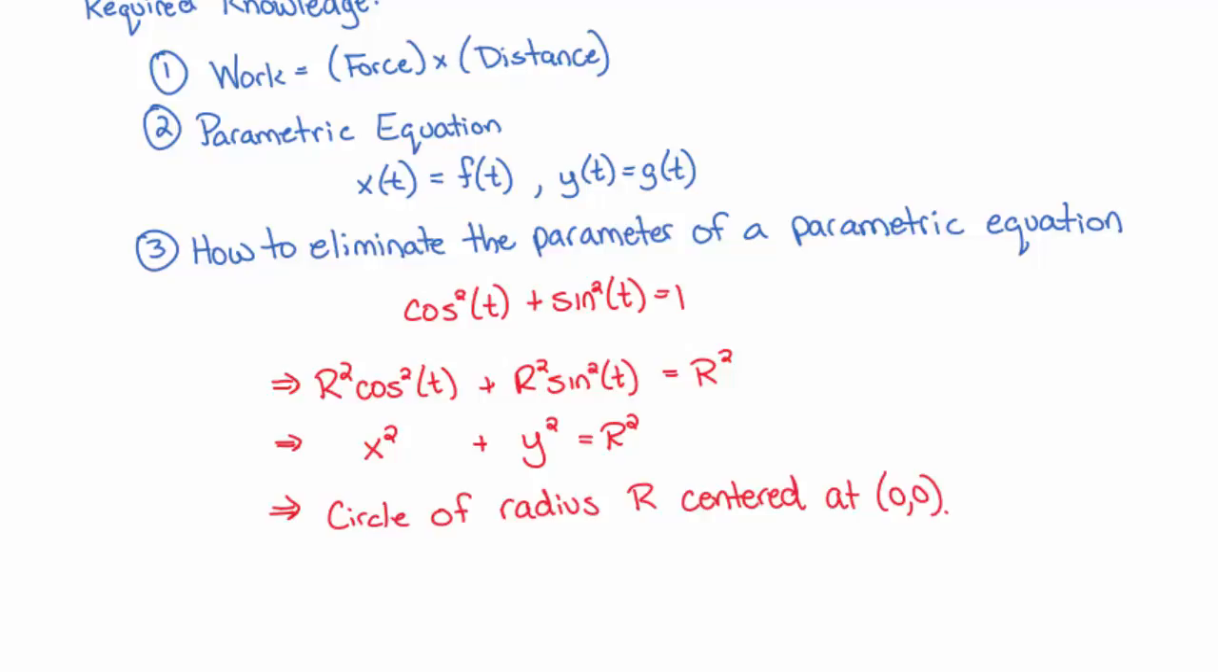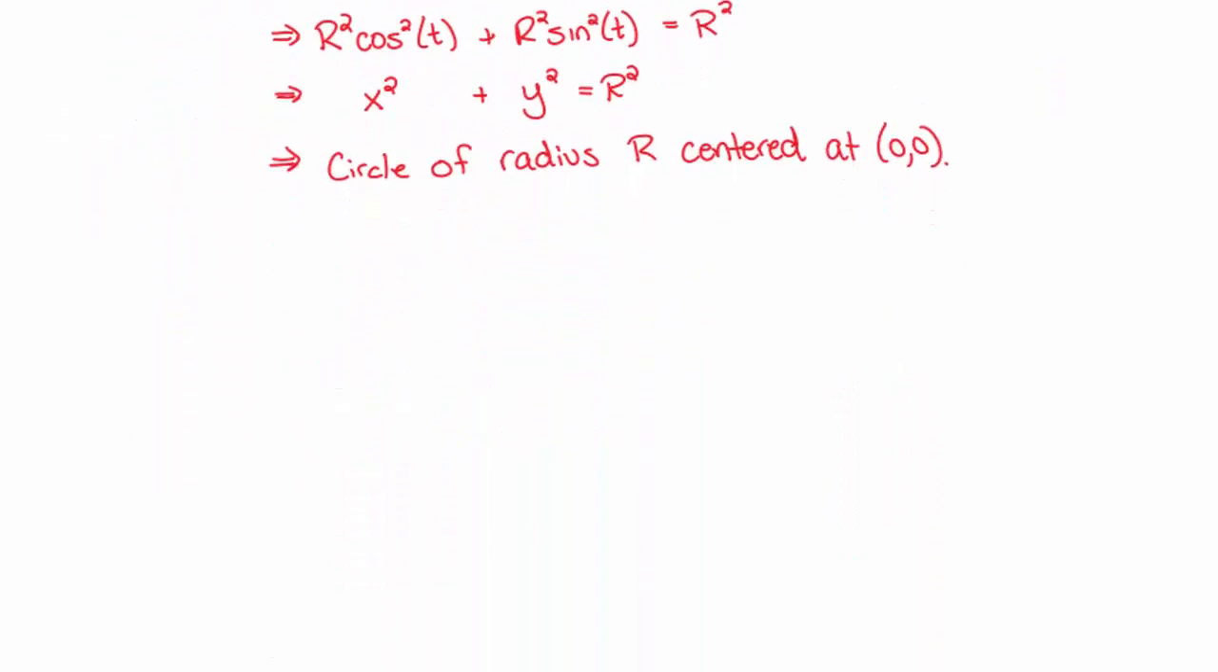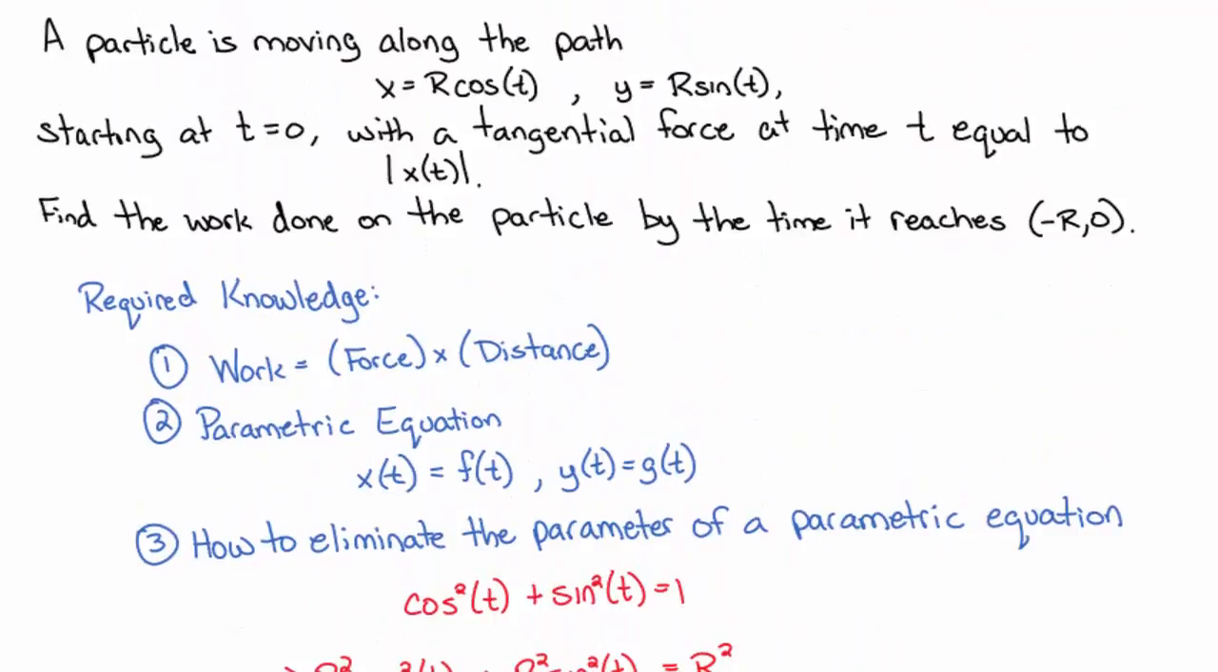So that's what these parametric equations are going to look like. It's a circle of radius capital R centered at 0, 0. So I'm going to draw that really quickly here. And now the next thing we need to do, again, just to recall with parametric equations, is to note that we're allowing this set of parametric equations to run from time equals 0 to whenever we get to the point negative r comma 0. And I purposefully mixed these two ideas. So it's starting at time 0 and ending at negative r comma 0.